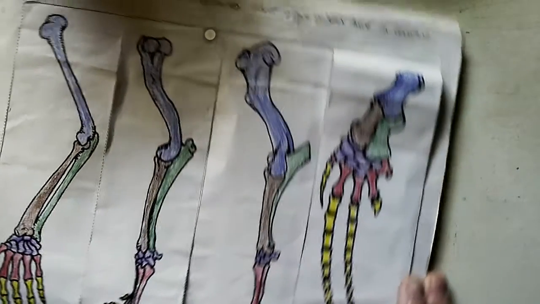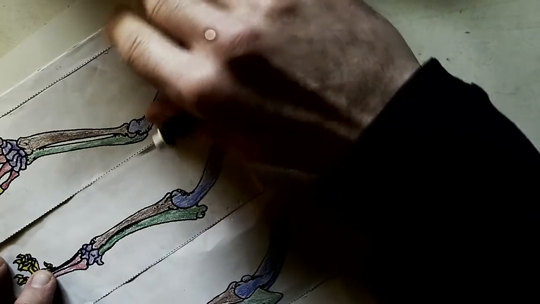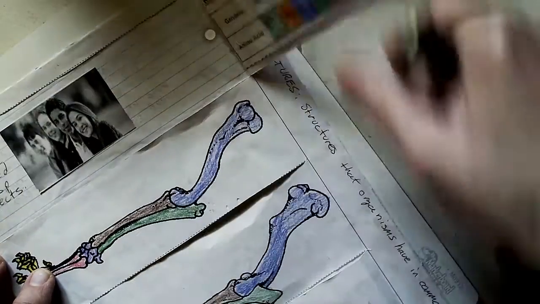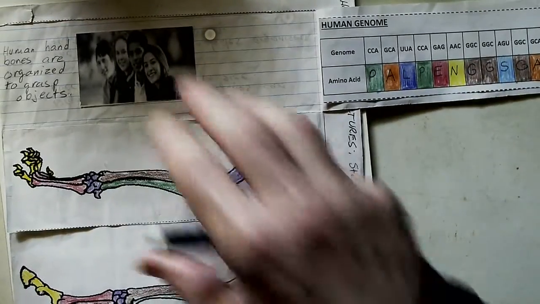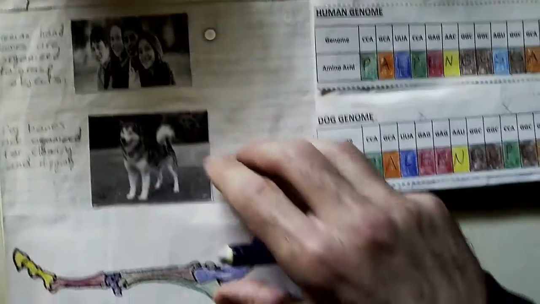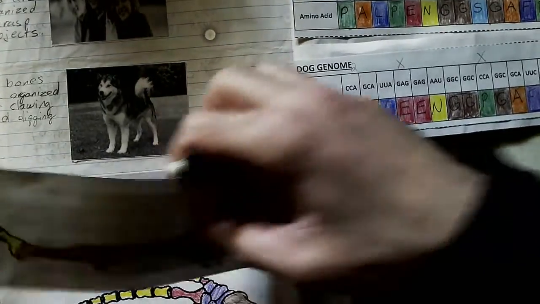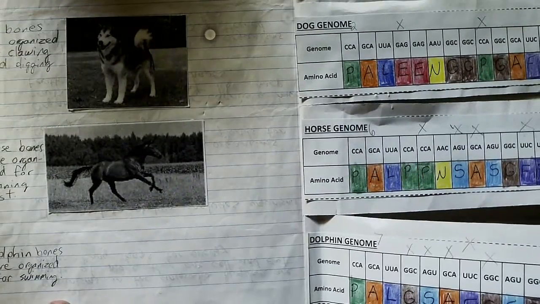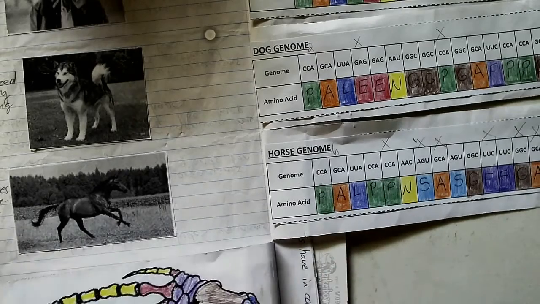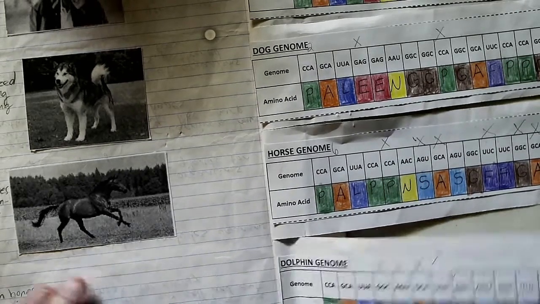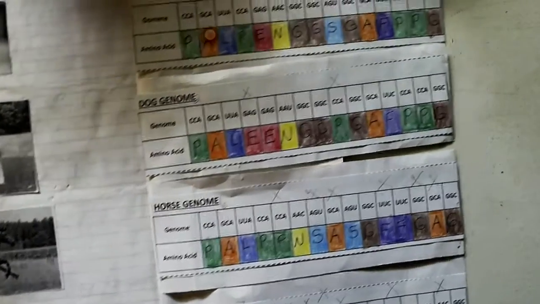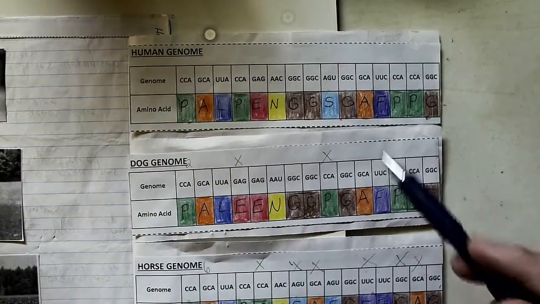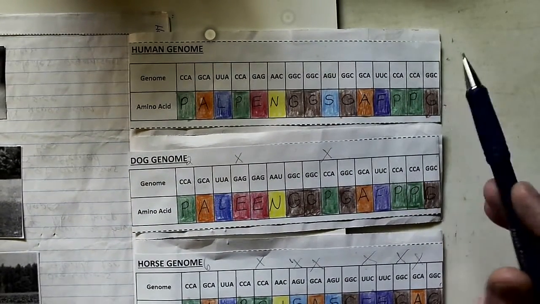Okay, underneath the flaps, you would have gotten a list of pictures, and you would have taken those pictures and glued them under the correct bone structure. Okay, so this is a horse, and I lost my dolphin, but I think you get the idea. Now, we use homologous structures to study evolutionary relationships. We also use DNA sequencing, which is also in your notes.